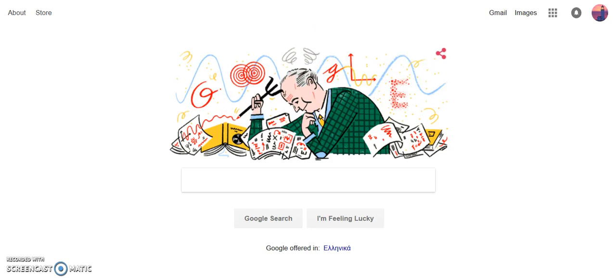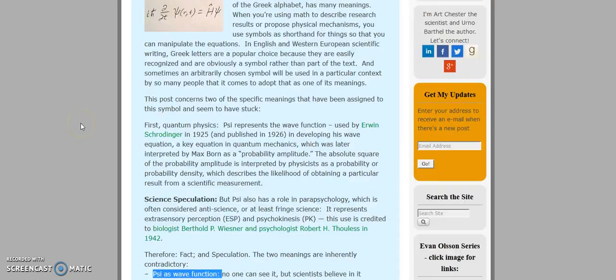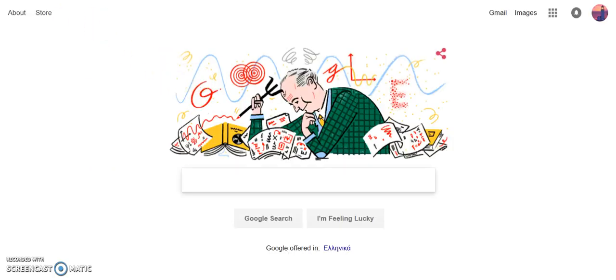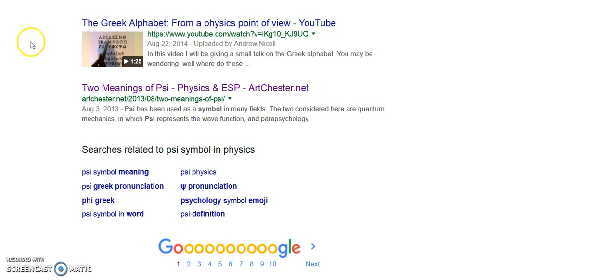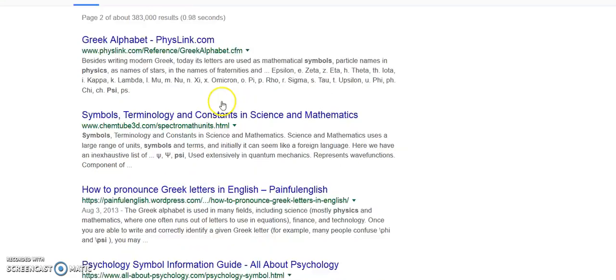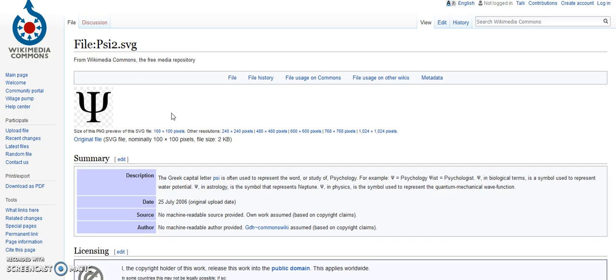And so this makes a lot more sense now when you consider the fact that this symbol actually refers to a wave function, as I stated in my last video. And that was in this article over here, the two meanings of psi, but there were other articles that came up concerning this letter and what it means, the symbol. And there's another one over here which explains it.